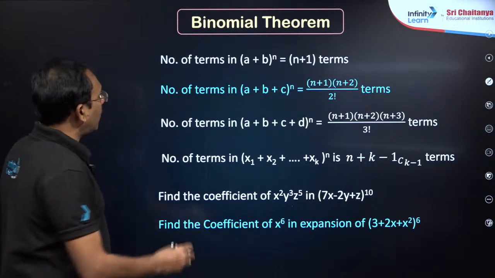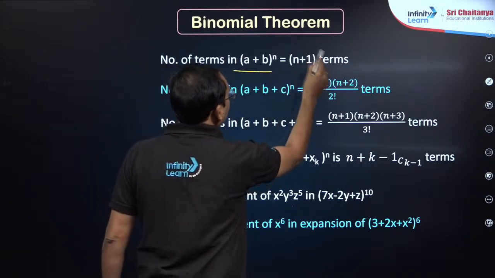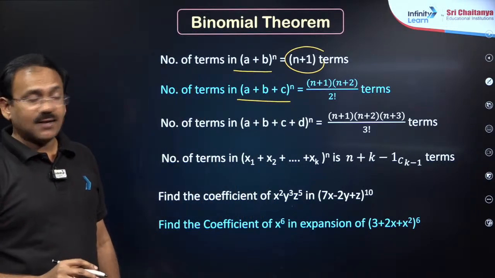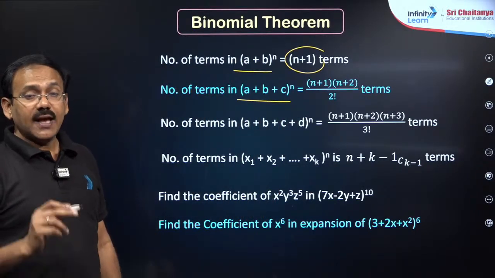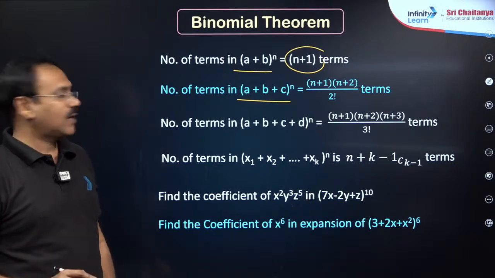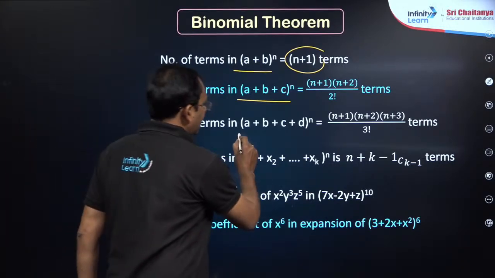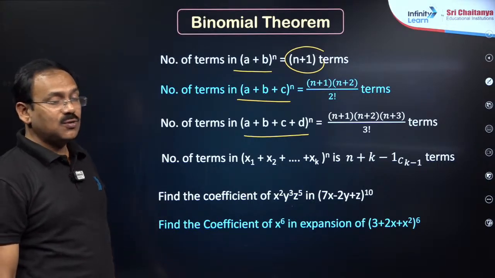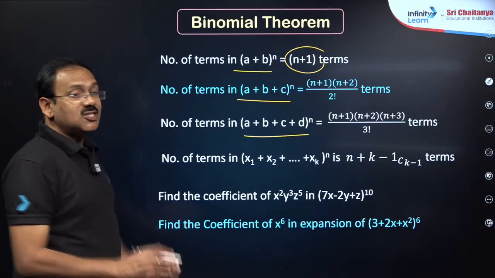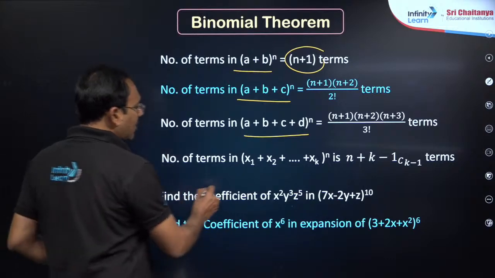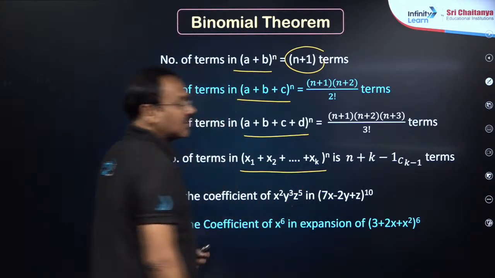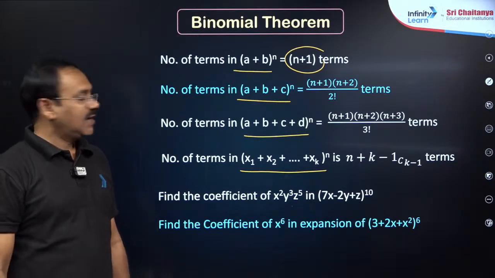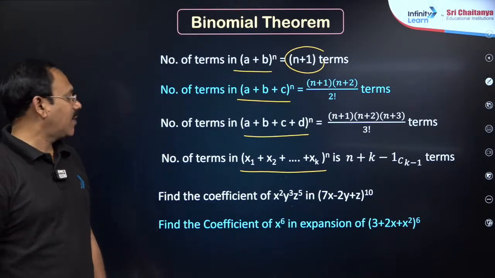Next, if you are given a binomial, the number of terms is n plus 1. For a trinomial (a plus b plus c) power n, the number of terms is (n plus 1)(n plus 2)/2 factorial. For (a plus b plus c plus d) power n, you get (n plus 1)(n plus 2)(n plus 3)/3 factorial. The generalized formula: the number of terms in this expansion is (n plus k minus 1)C(k minus 1).